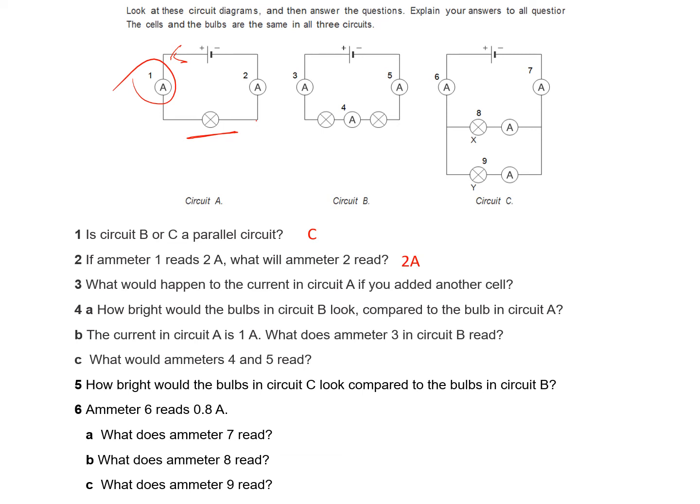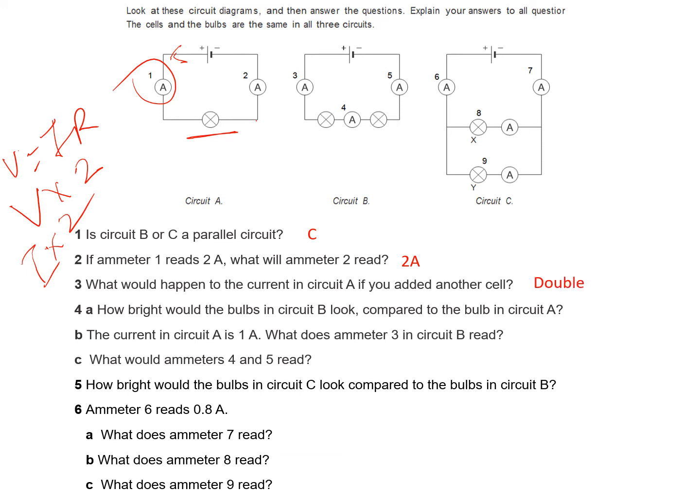What will happen to the current in circuit A if you add another cell? So when you add another cell, you are doubling the voltage. V equals I times R, which means if V doubles, I will also double. Ohm's law: V is directly proportional to I.